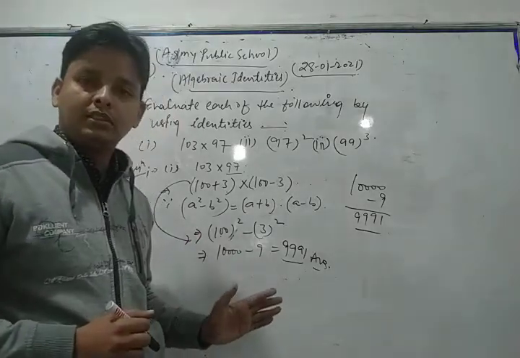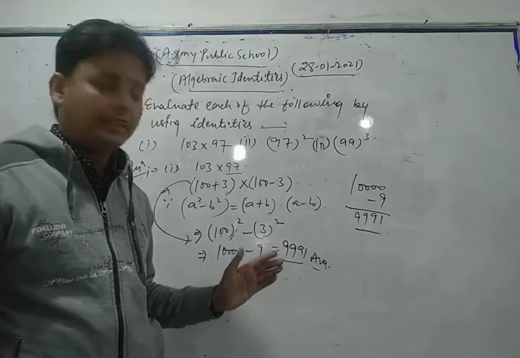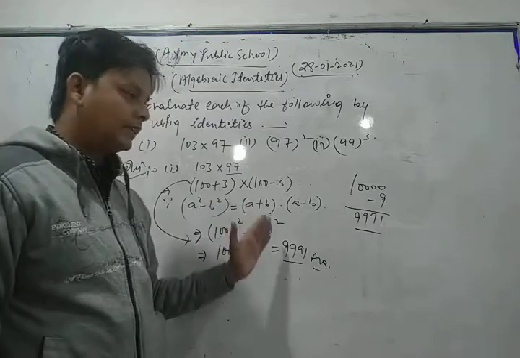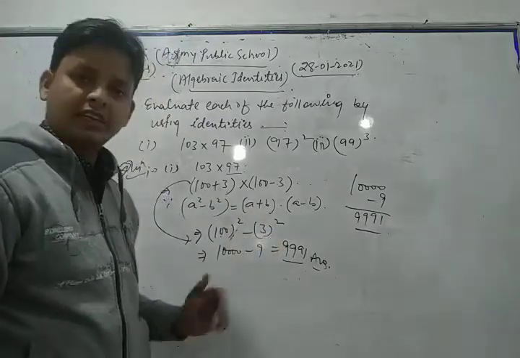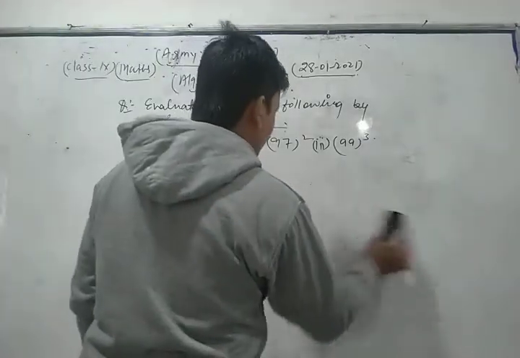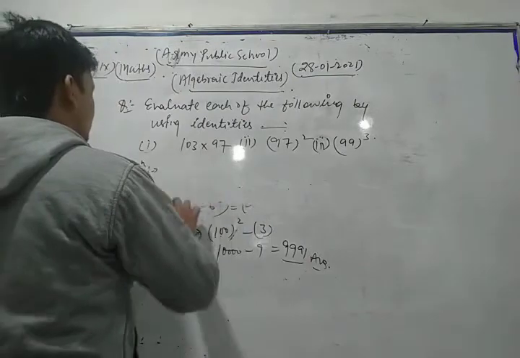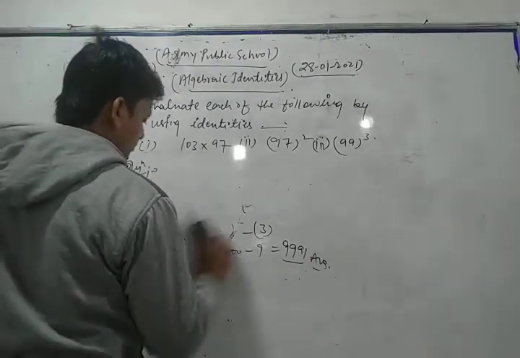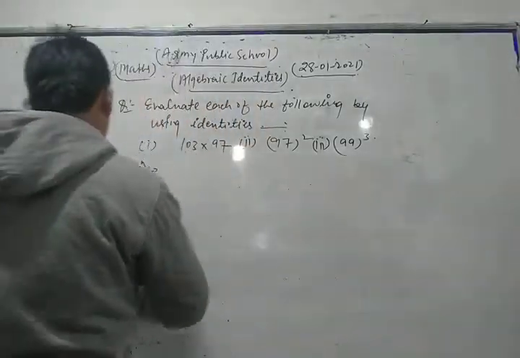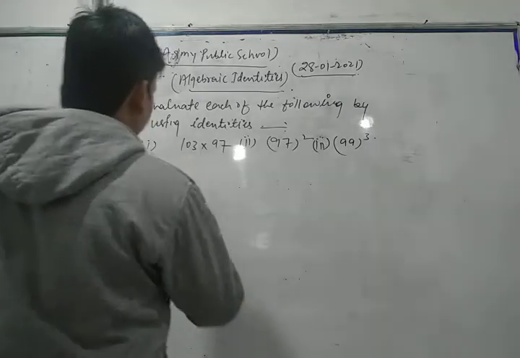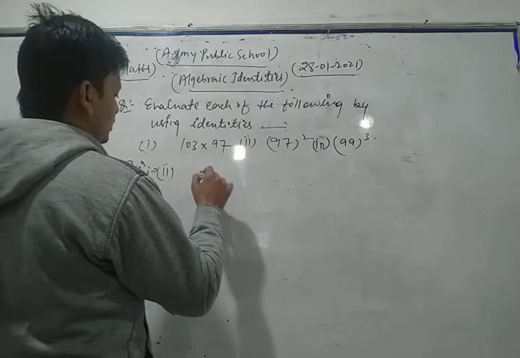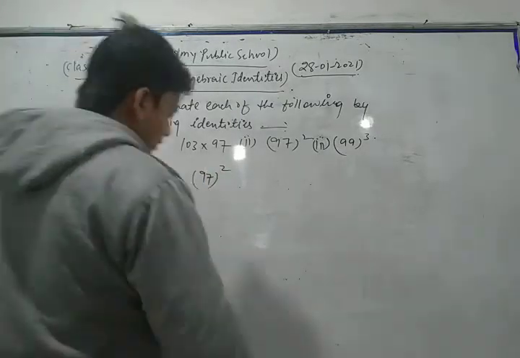Okay, so thus, dear students, in this way you can solve each and every question of your NCERT exercise based on identities. Now we take and solve the second part of this question, then the third part. Let's see, dear friends. The second part is 97 square.